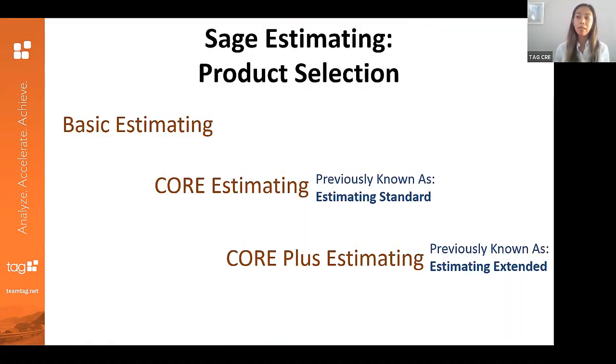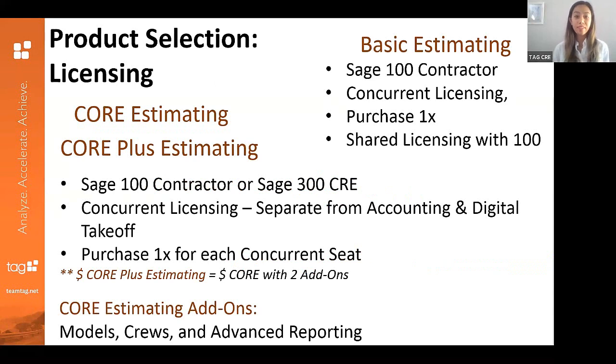So we're going to be talking about basic estimating, core plus estimating, and all of the different feature comparisons, the integrations, the licensing itself. So let's talk about licensing first.